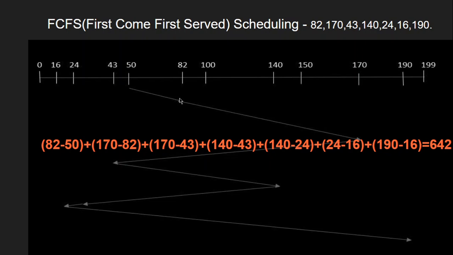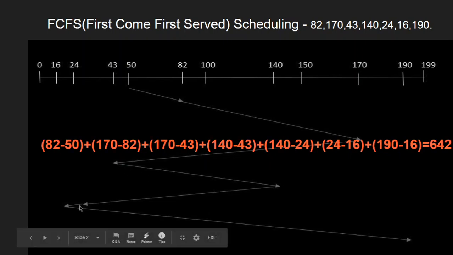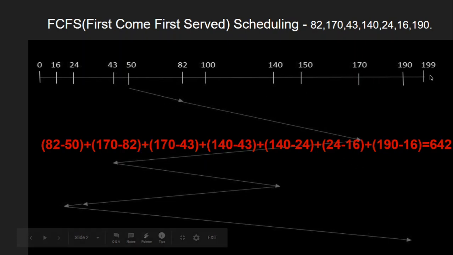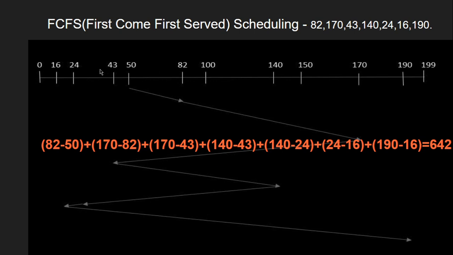That is 50 to 82, then 82 to 170, and then 170 back to 43, then 43 to 140, and then back to 24, then 16 and finally to 190. But always draw a number line so that it is easy to follow and we can solve the problem without mistakes. And we can also reduce the overhead of adding so many terms.